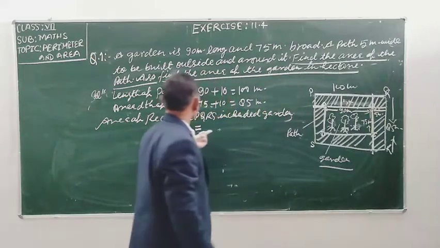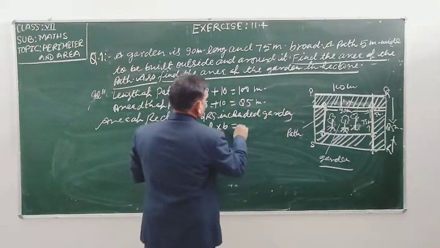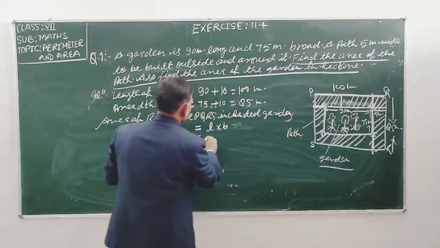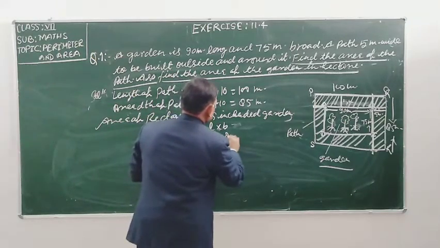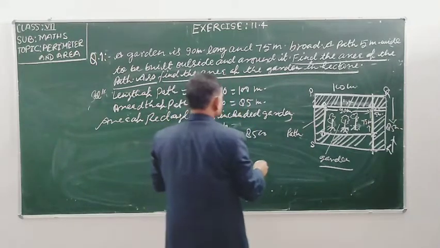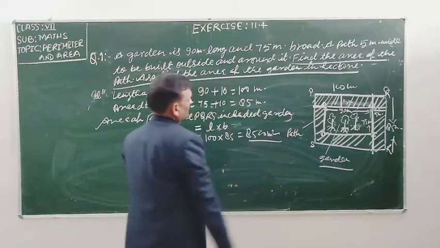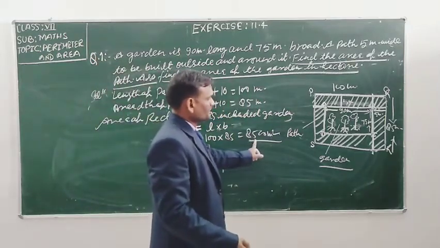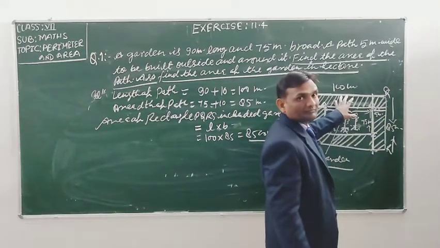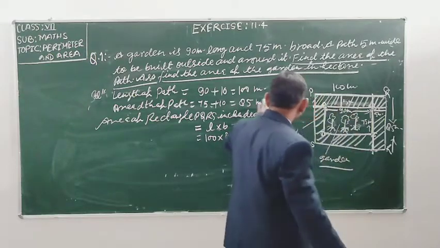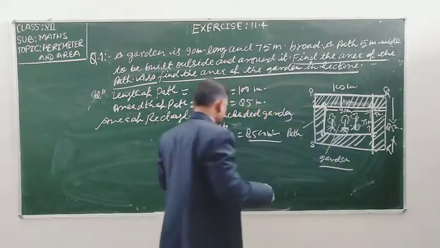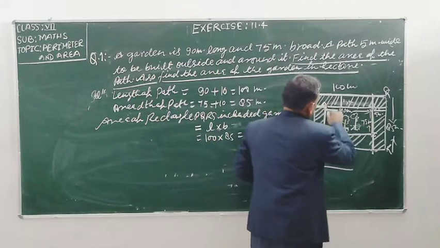So we can easily find out the area, length into breadth, that is, length is 100 and breadth is 85, that is 8500 meter square. It is the area of the rectangle PQRS, included garden, जिसमें पाथ भी है और गार्डन भी है. And I have erased, student, you have already found out the area of the garden.